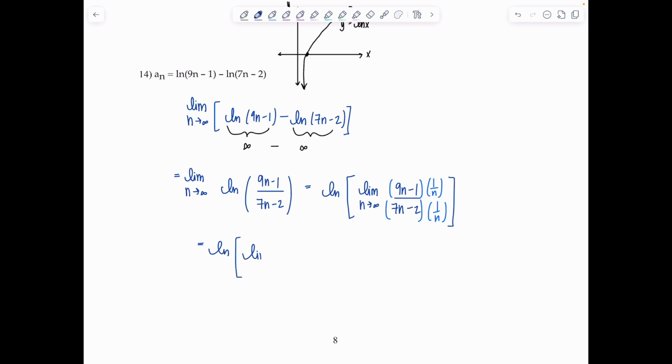And then you've got limit, n goes to infinity. This is going to be (9 minus 1 over n) over (7 minus 2 over n), right? Love it. N goes to infinity, so 1 over n is going to go to 0, 2 over n is going to go to 0. I'm just left with 9 over 7. That's my limit from all of this. And then I have natural log of that. So then that's natural log 9/7, which exists as a finite number. So this sequence converges also.